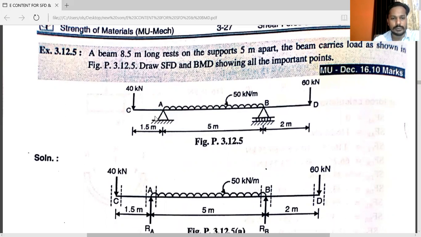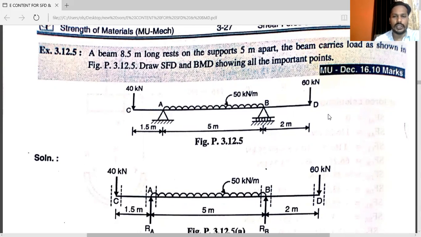You can see the types of supports. At point A, hinge support is given. At point B, roller support is given. The contact surface is horizontal. See, this is the given problem, and for this beam, for this condition, you have to calculate shear force diagram and bending moment diagram.